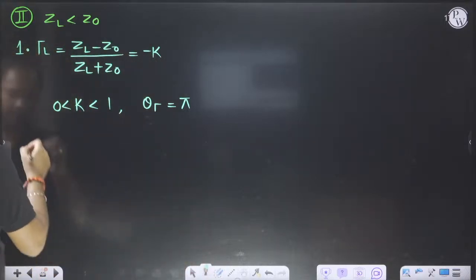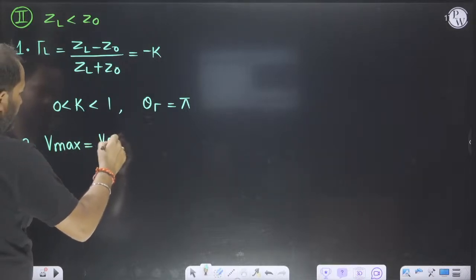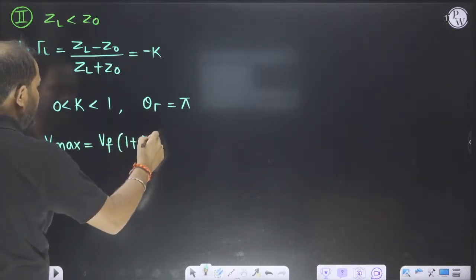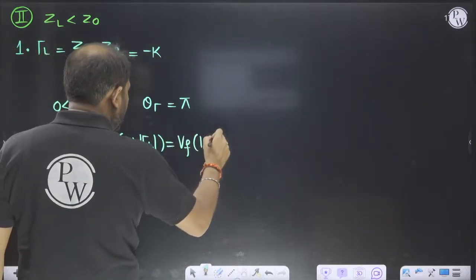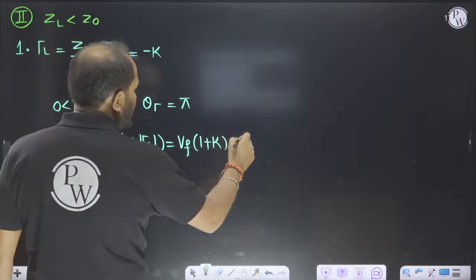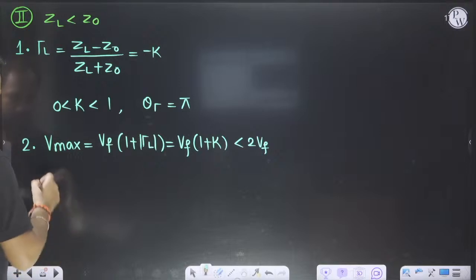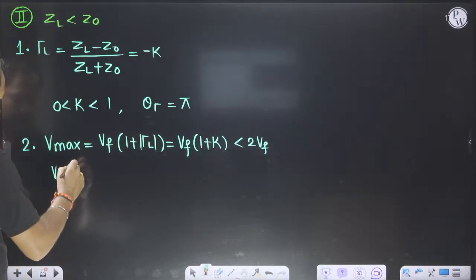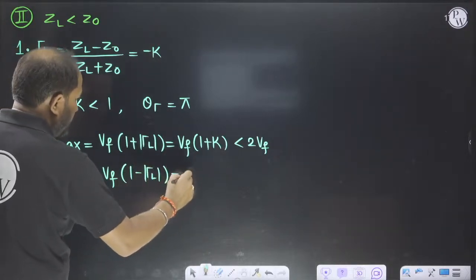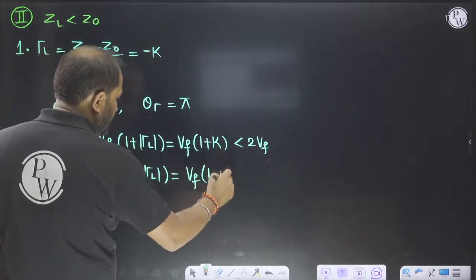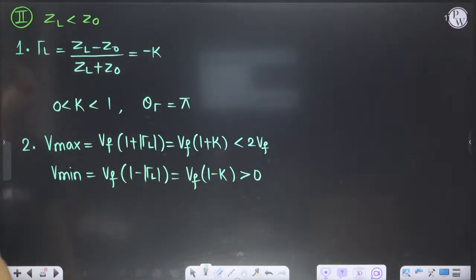Then the second thing: what is Vmax? Vmax is equal to Vf times 1 plus the magnitude of gamma L. The magnitude of gamma L is k, so it will be 1 plus k, and k is less than 1, so 1 plus k is less than 2. So Vmax is less than 2 Vf. Vmin is Vf times 1 minus the magnitude of gamma L, which is 1 minus k, and it is greater than 0 because k is less than 1.